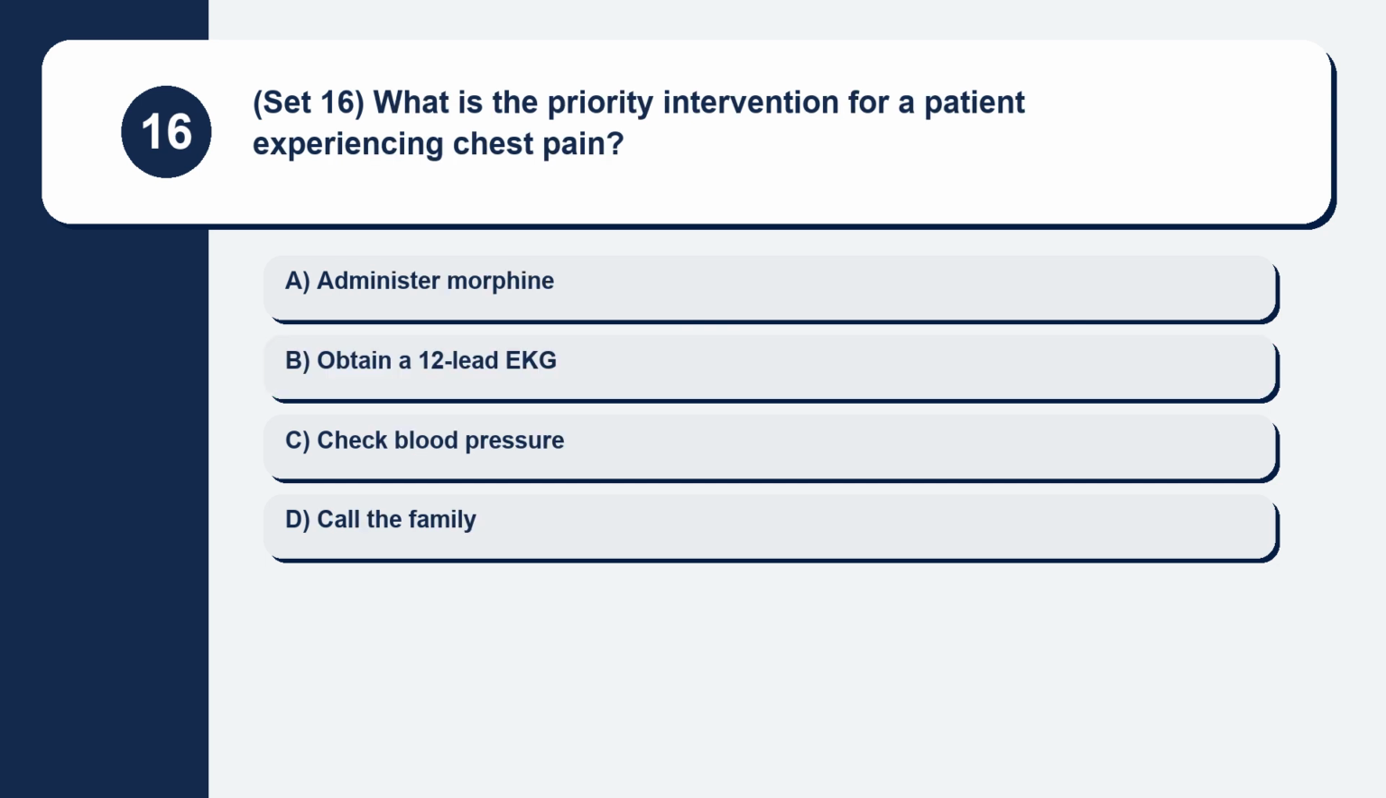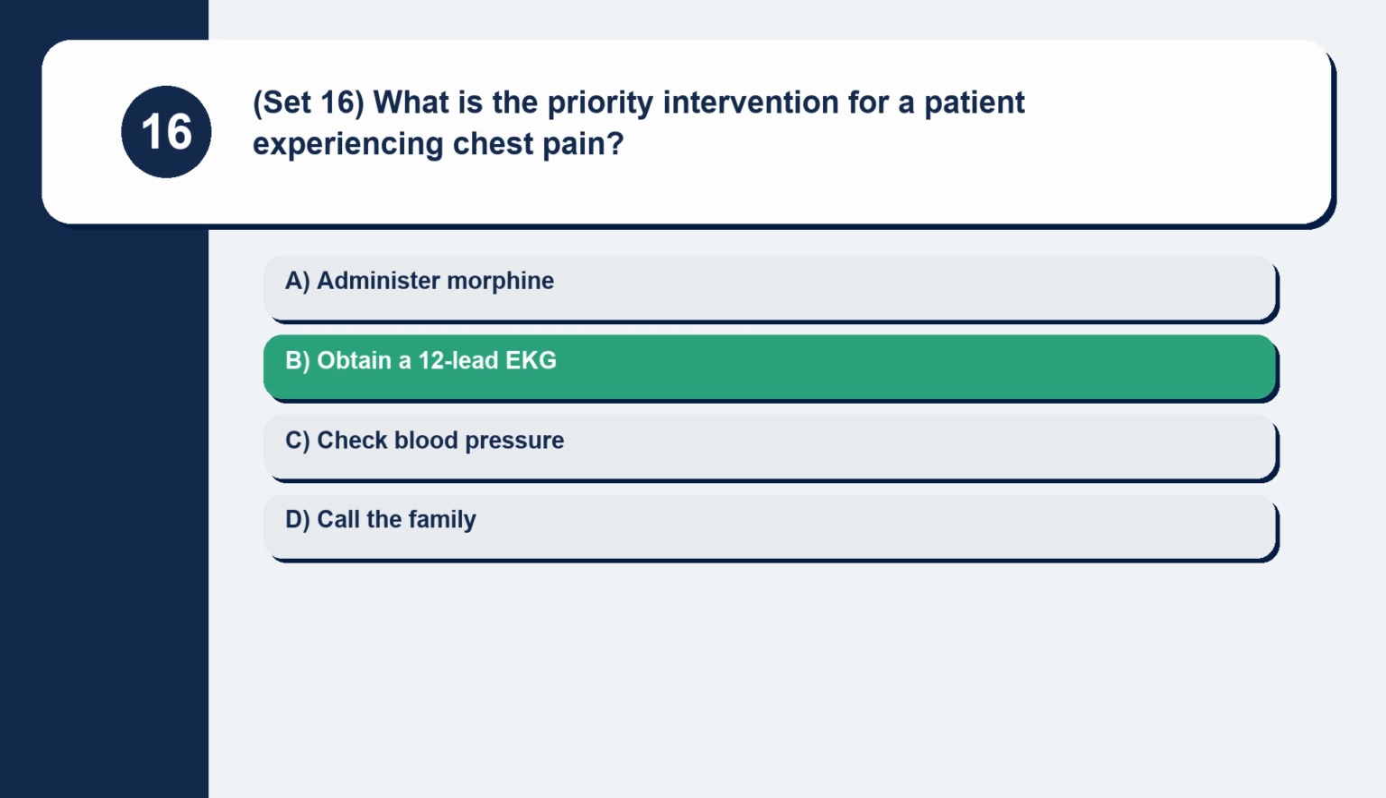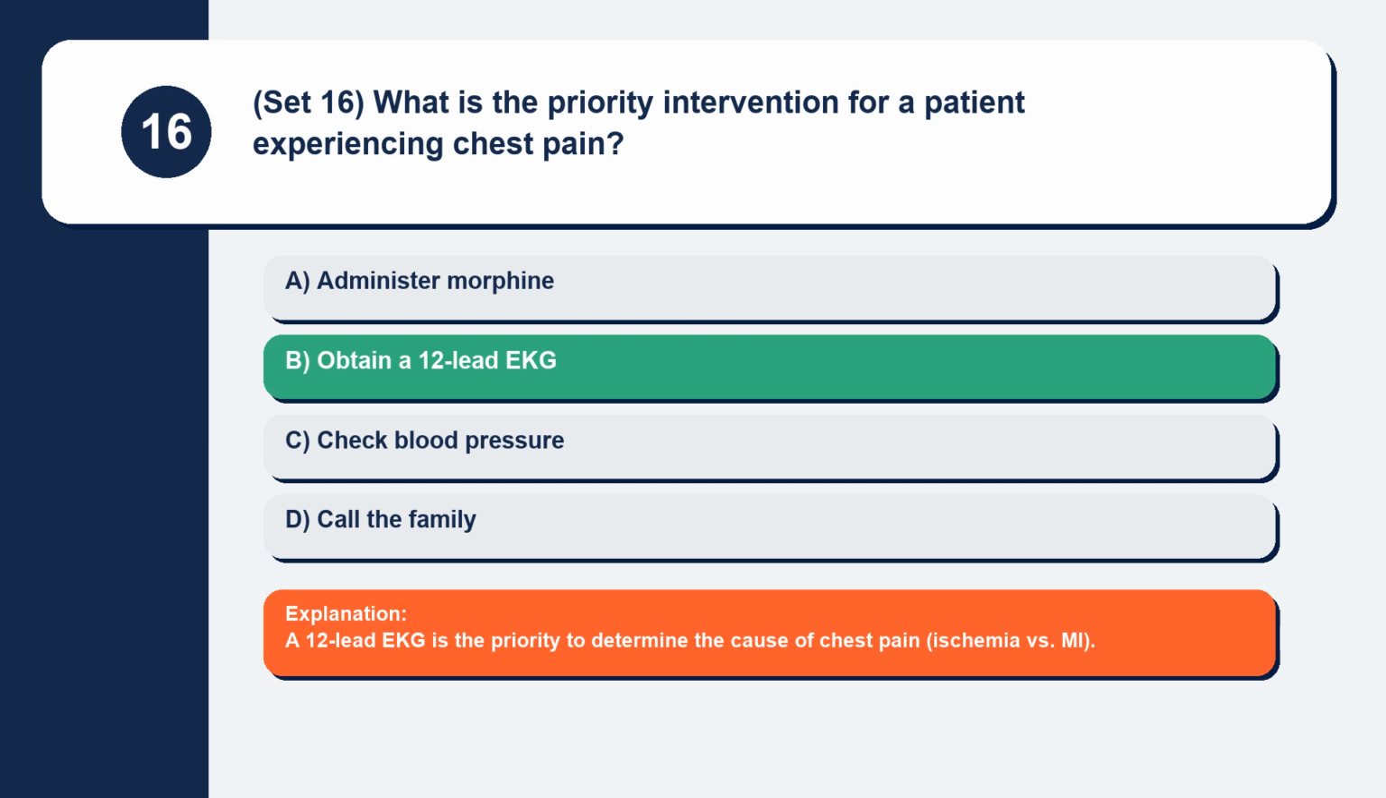Question 16. Set 16. What is the priority intervention for a patient experiencing chest pain? Administer morphine. Obtain a 12-lead EKG. Check blood pressure. Call the family. A 12-lead EKG is the priority to determine the cause of chest pain, ischemia versus MI.